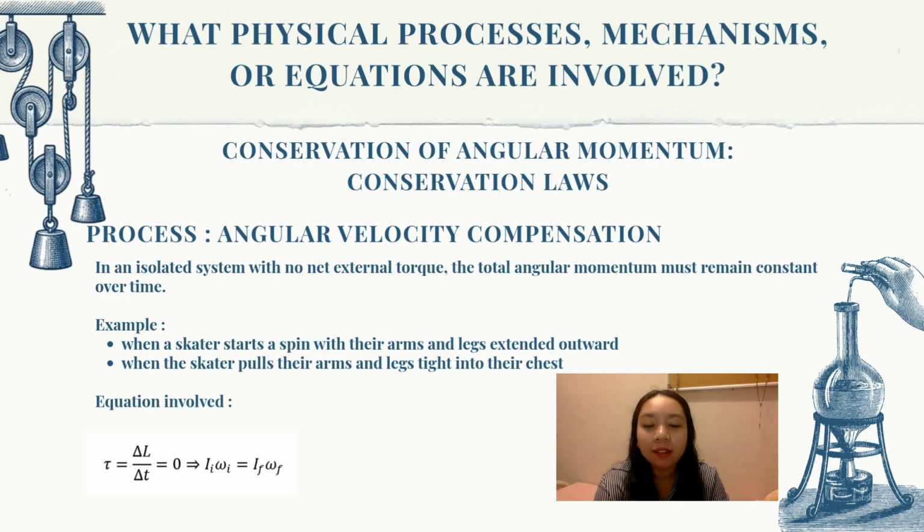When a skater starts to spin with their arms and legs extended outward, their mass is far from the axis of rotation. This creates a high moment of inertia, resulting in a slower, controlled spin speed. Second example, when a skater pulls their arms and legs tight into their chest, they instantly reduce their mass distance from the axis. This creates a low moment of inertia. To conserve angular momentum, their spin speed instantly rockets upward, making them spin incredibly fast.